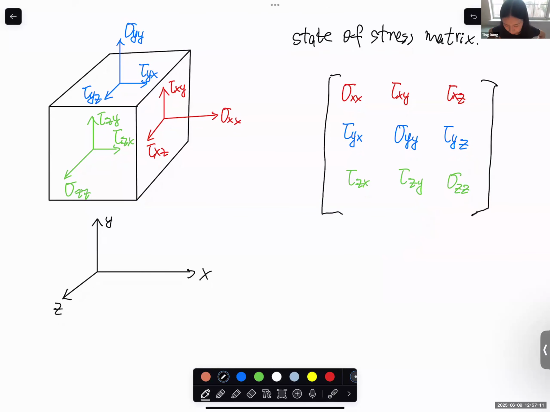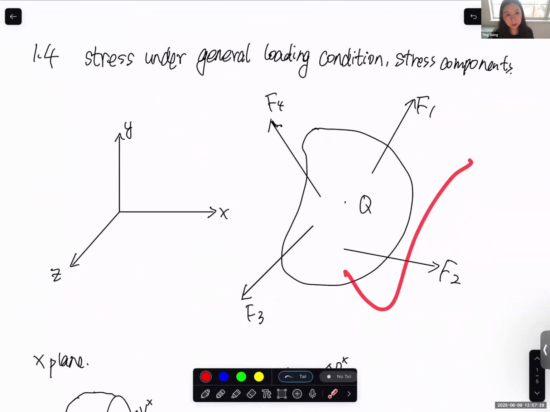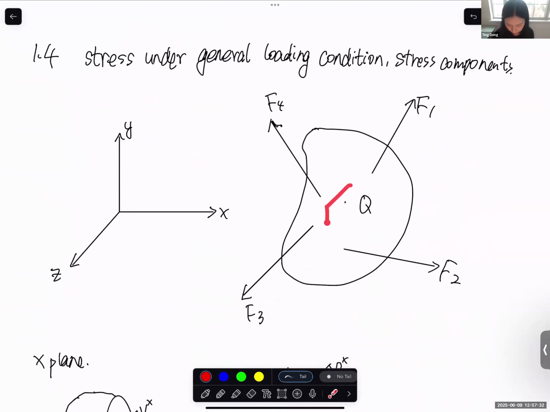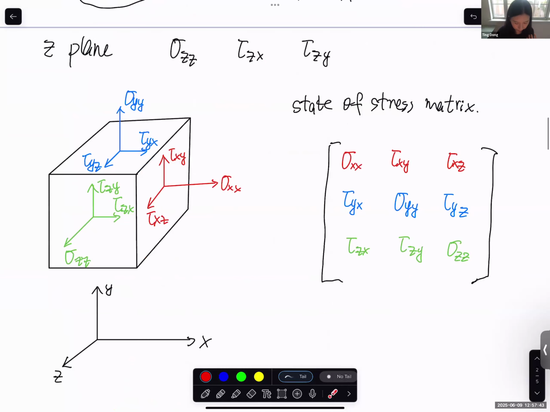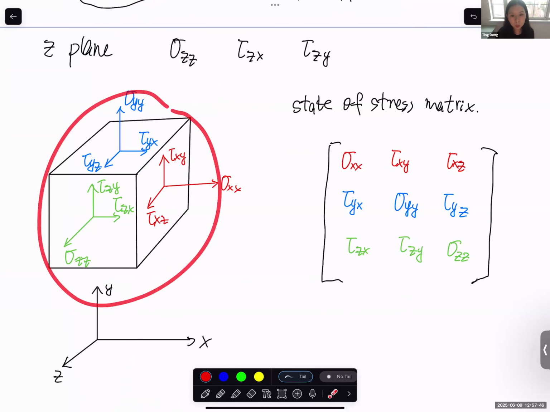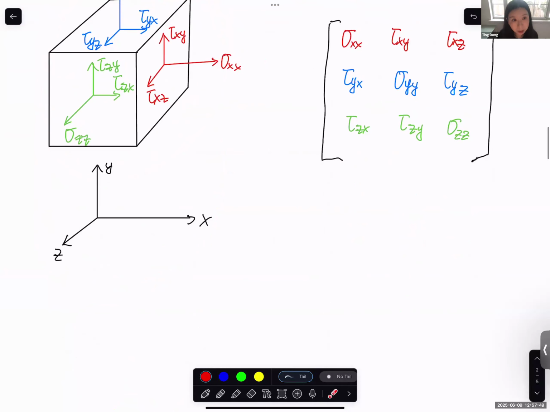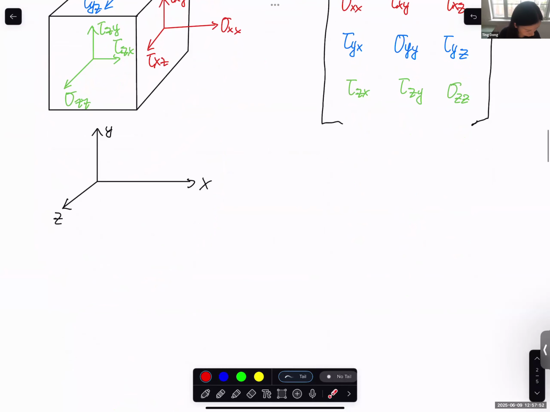One thing I want to emphasize is that even though we have 9 components, there are not really 9 independent components, because in mechanics of materials everything is in equilibrium. If the structure is in equilibrium and we take a small cube around this point, the small cube should also be in equilibrium. Based on the equilibrium of this small cube, we can derive that some of the components should be the same. Let's do a simple derivation.